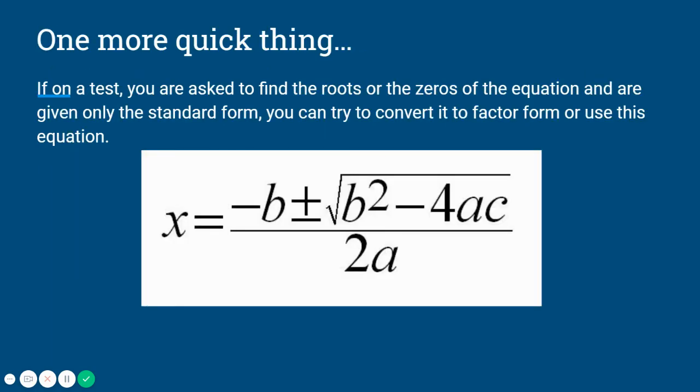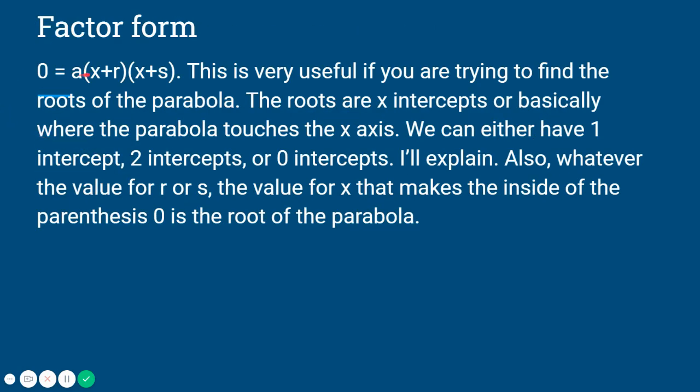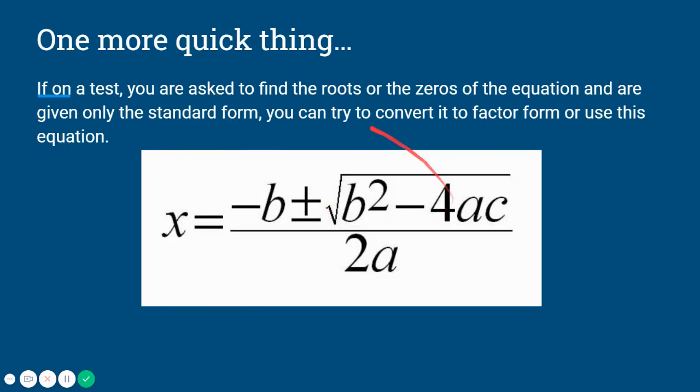One more quick thing. If on a test you are asked to find the roots or the zeros of the equation and are given only the standard form, you can either convert it to factor form, which is this. So you can do this to find the zeros, or you can very easily remember and use this equation. So what is this equation? So x-intercept is equal to minus b plus minus. So notice how there's a plus and a minus. That means you have to go through this equation 2 times, one with plus and one with minus. So x-intercept is equal to minus b plus minus the square root of b squared minus 4ac over 2a.